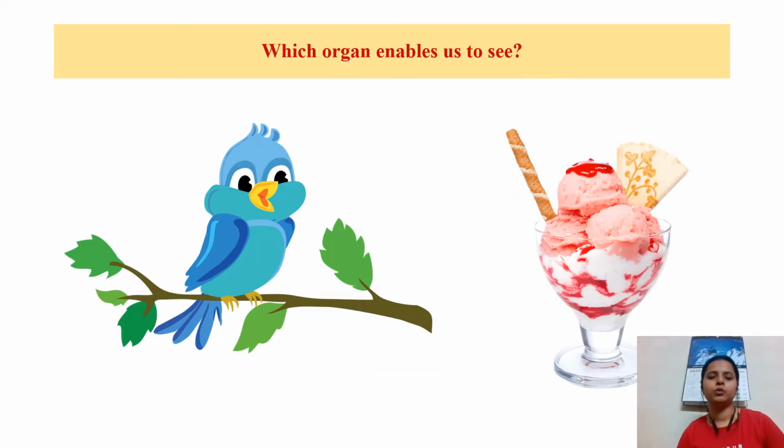Okay, wow. On the screen there are two pictures, isn't it? One is a bird, and another one is ice cream. Now tell me which organ enables us to see? Can you name the organ? Yes, you are right. Eye. Eye is an organ which enables us to see our surroundings, to see whatever we want to see.